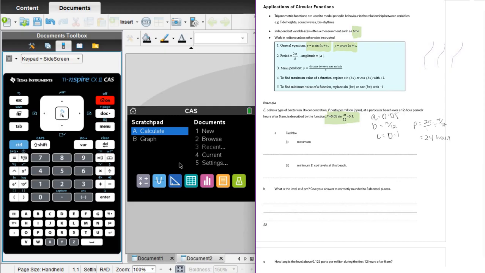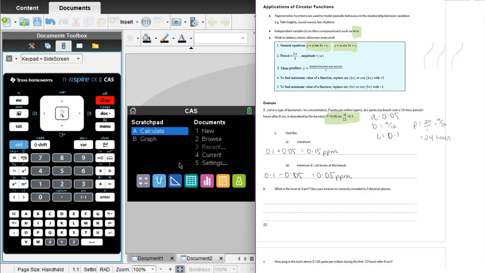So our maximum and minimum levels we can find without using a calculator. For our maximum, we can just take that mean value and add on our amplitude. And in this case, we're going to get 0.15 parts per million. So don't forget to keep using the units that you're given. Same for the minimum. We can take our mean value and then take away that amplitude. And our minimum is going to be 0.05 parts per million. So it never actually gets to 0 bacteria on the beach, which does make sense because bacteria multiply and then they die off, and so on.